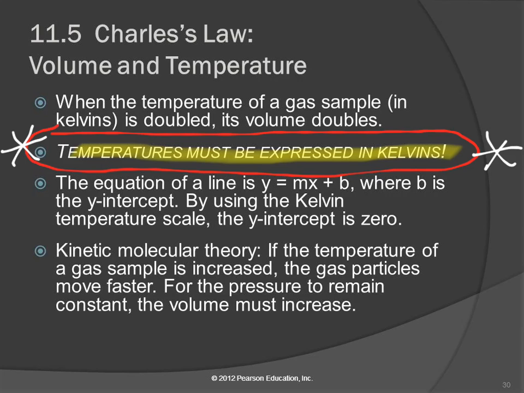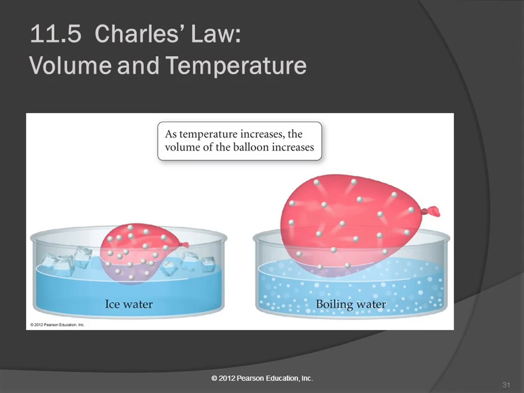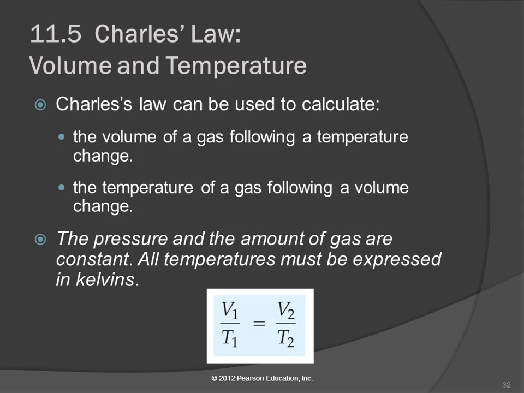Kinetic molecular theory explains this as well. If the temperature of the gas sample is increased, the particles move faster. In order for the pressure to be the same, the volume of the gas must get larger. So we talked about that one already. So we can use Charles' law to calculate the volume of a gas following a temperature change or the temperature following a volume change. And this is the equation we're going to use. V1 over T1 equals V2 over T2. Again, all temperatures must be expressed in kelvins.